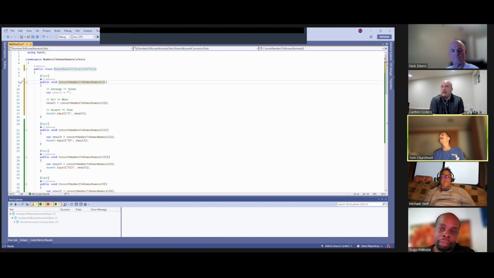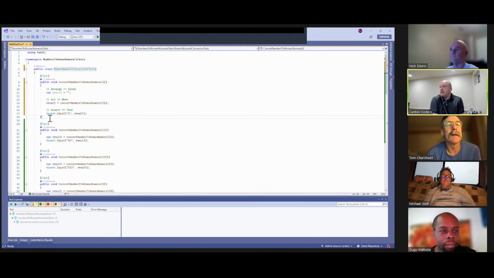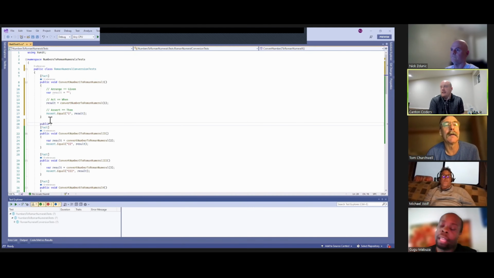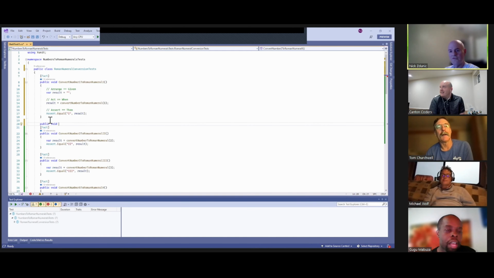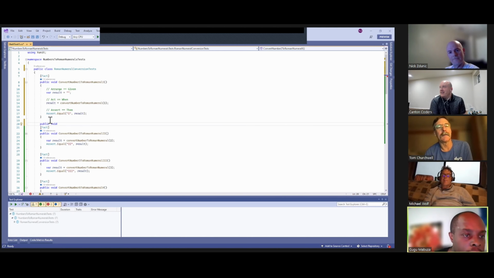Could you do that, Nick? Could you write that out as a function name so people can see an example of it? None of this is right, none of this is wrong. All of this is flavors. Absolutely. So describe that again, Gugu. Well, like the convert number to Roman numerals.